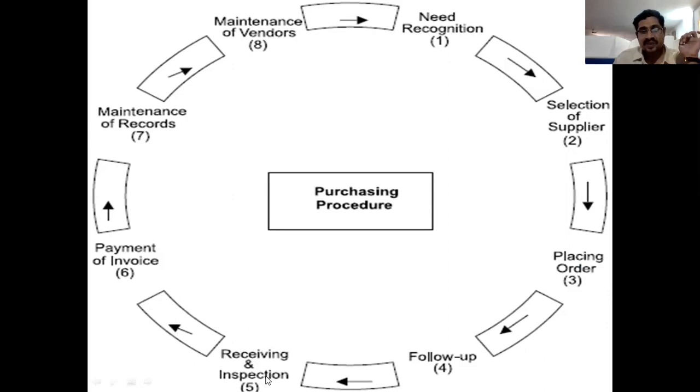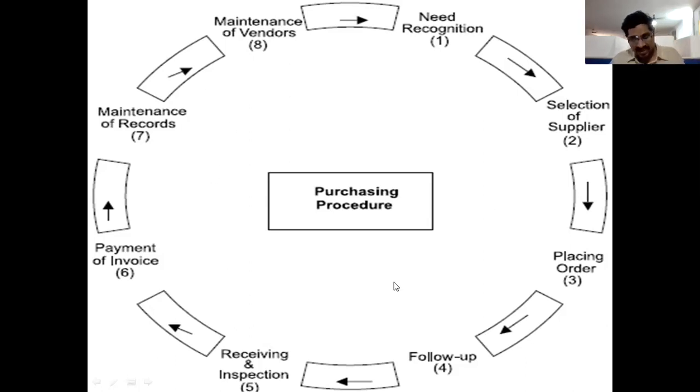We should receive and inspect the materials from the suppliers. Inspection of the materials is based on what quantity we ordered and what quality they sent, what time we asked and what time they delivered. These are a few things that come under the inspection process. After receiving and inspection, then pay the invoices to the supplier and maintain proper records and maintenance of the suppliers. These are the purchasing procedure.